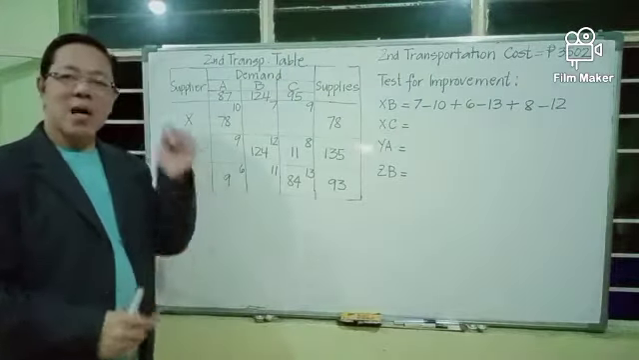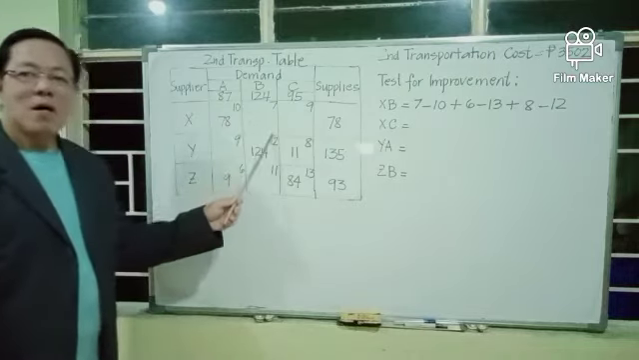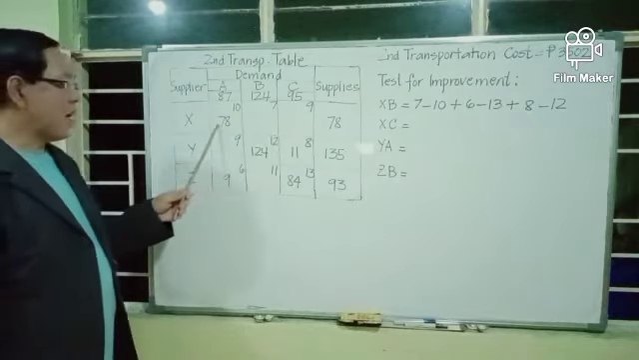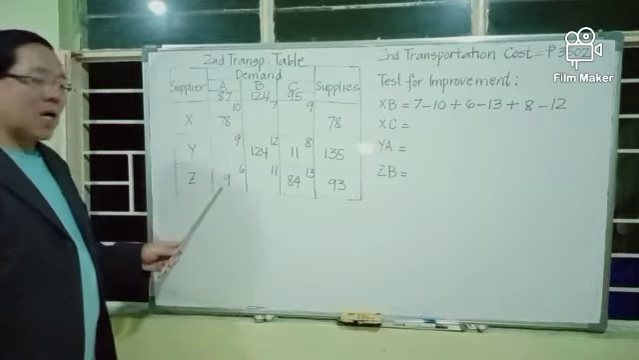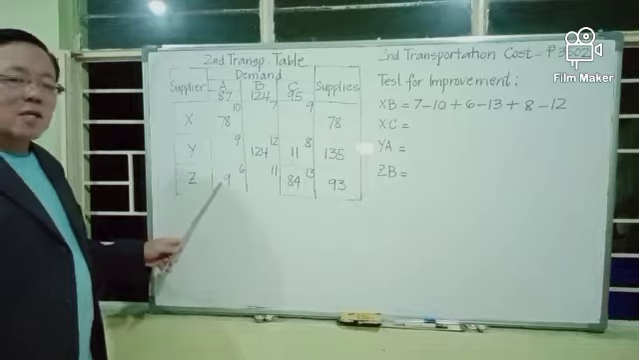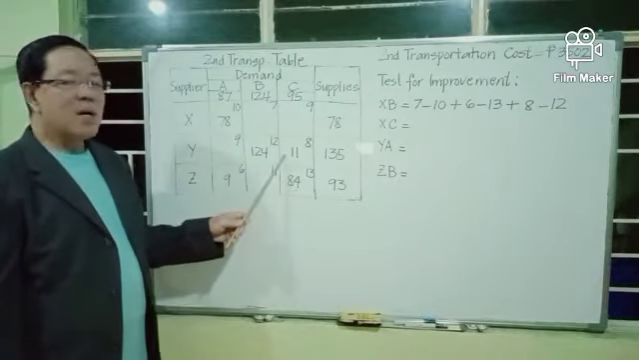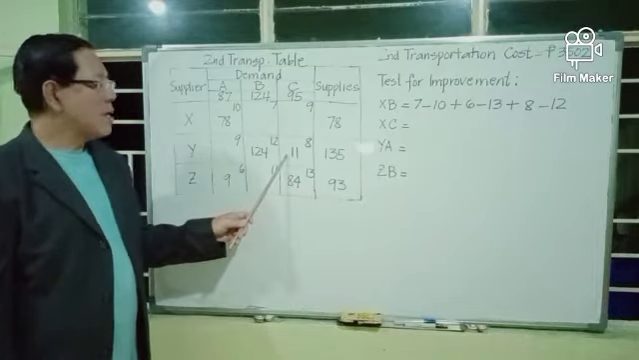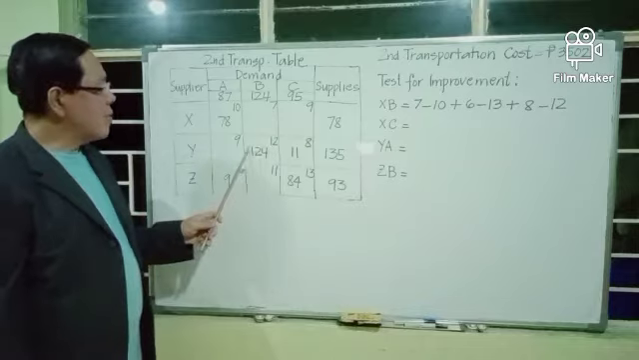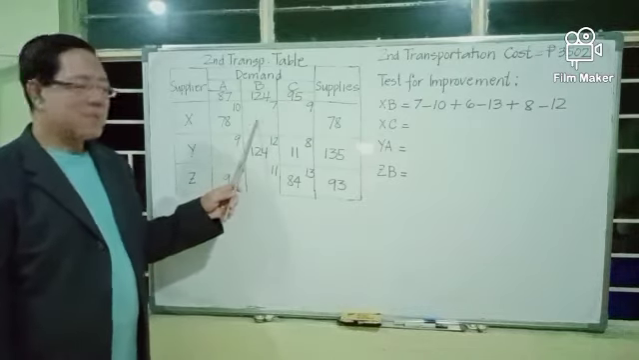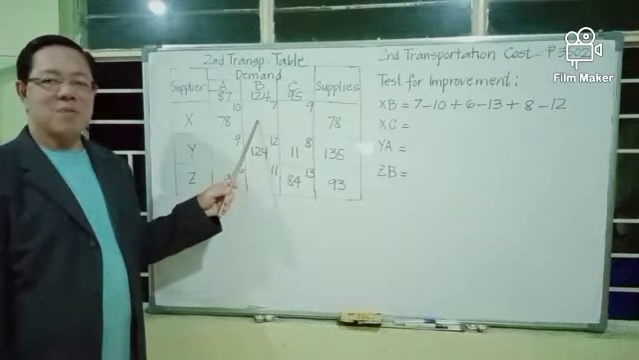Again, the closed path for the vacant cell XB: horizontal to the left up to 78, vertically downward up to 9, horizontally to the right up to 84, vertically upward up to 11, horizontally to the left up to 124, and vertically upward back to where we started, the vacant cell XB.